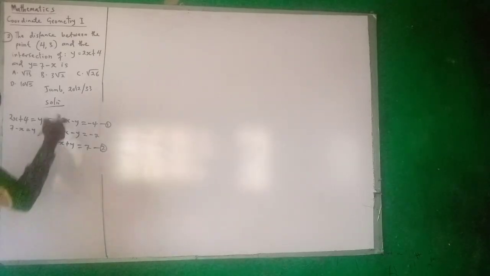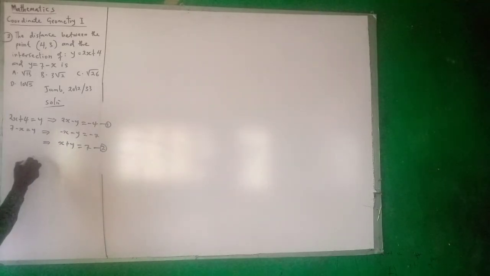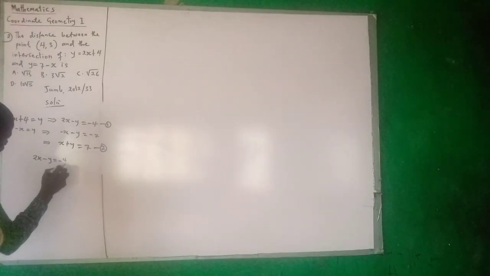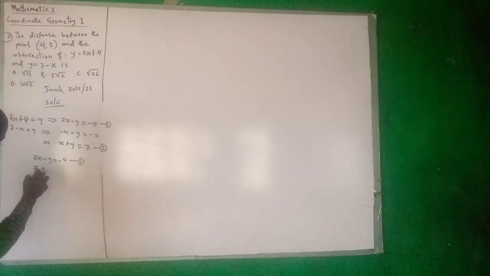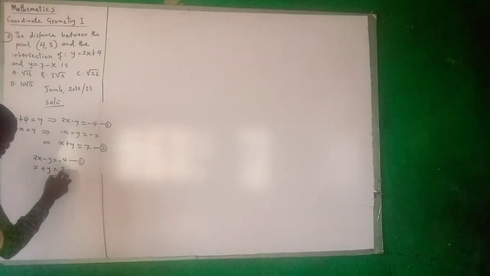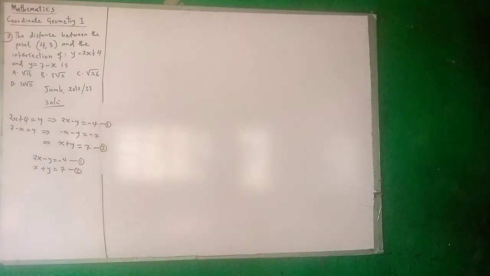Solving 2. So let me bring it together now. So I have 2x minus y equal to minus 4, equation 1. x plus y equal to 7 in equation 2. Now I want to use the elimination method. I want to eliminate y here. So I will add equation 2 to equation 1 by the elimination method.